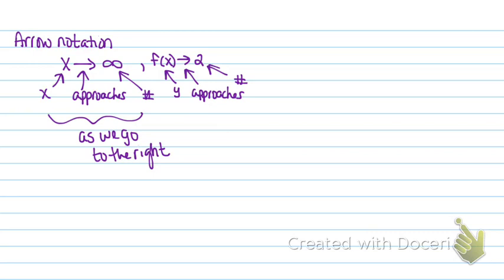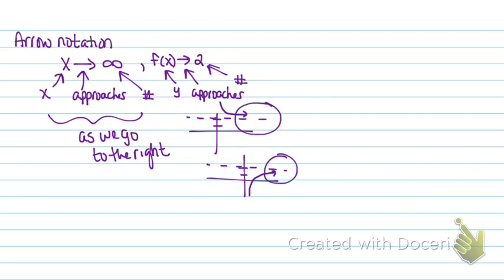F of X, our Y values, is approaching 2. So what it's saying is that our graph, as we go to the left or the right, is going to look something like this. 1, 2. So there'd be an asymptote here, and it's going to either go this way, or it could be coming from down here, okay? But as we go to the right, our Y value is going to go towards that number that it gave us, okay?